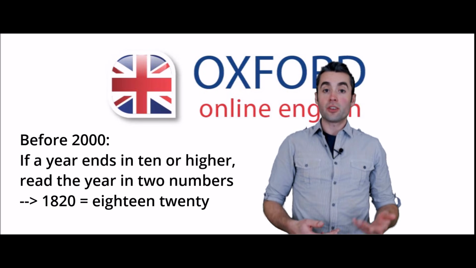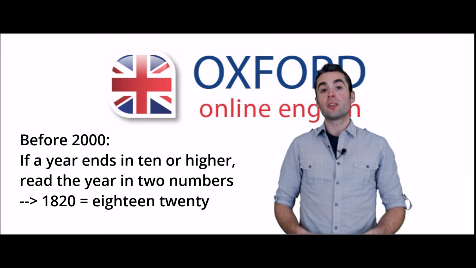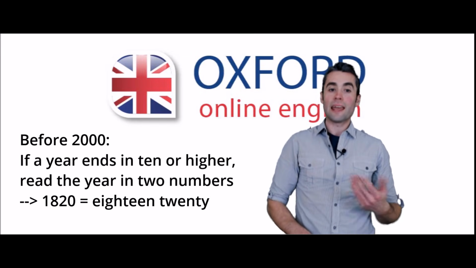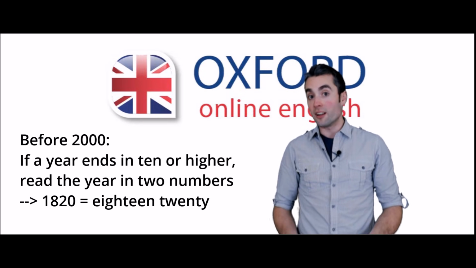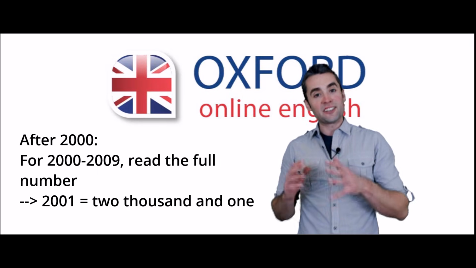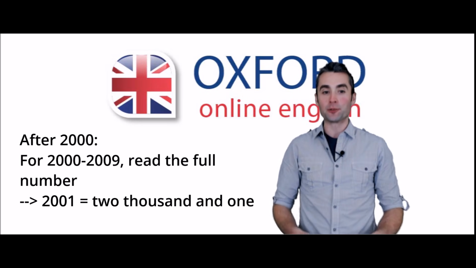If the year ends in a number bigger than 10, say the year in two parts. For example, 1820, 1955, or 1999. For years after 2000, we need different rules.